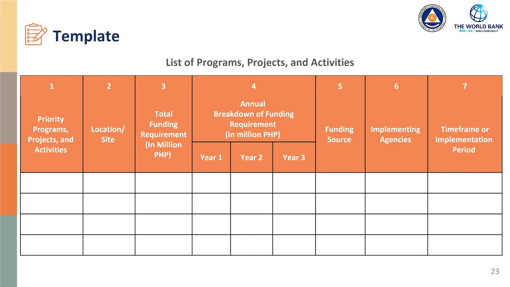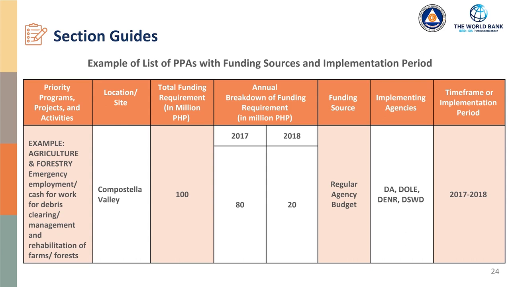This could be by the LGUs, the national government agencies, for example, Department of Agriculture, DOLE, DTI, or DPWH. These are just examples. And the last column will cover the time frame for implementation period. As I stated earlier, a project could be implemented for a period of 3 years. So nakalagay yan, for example, 2021 up to 2023. You can include that in the last column of the table. The next slide will show you a table that has been populated, giving examples in previous disasters.